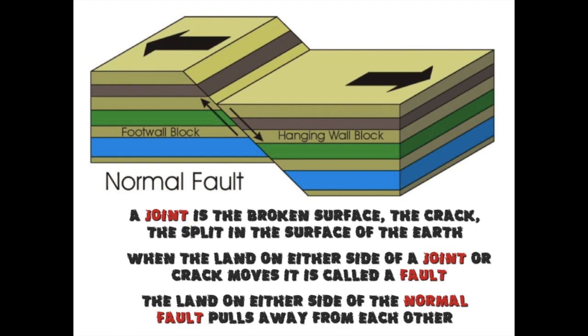Well, if you read what I wrote in the notes, it says a joint is the crack. Well, basically they're both the same thing. A joint and a fault are the crack, but a fault is when the land masses are then moving. So the joint is the crack, but when those land masses move along that crack or that break, then we call that a fault. So without it moving, the crack is the joint, but then when the land masses start moving, we call that a fault.